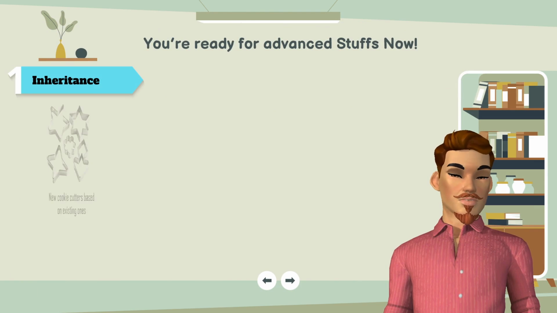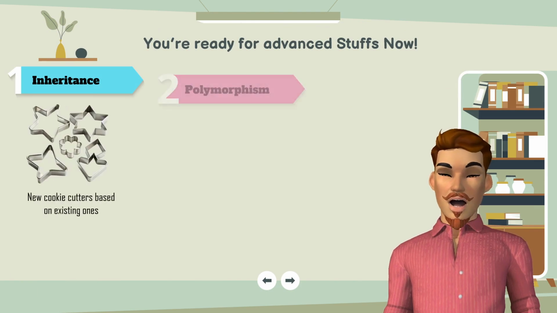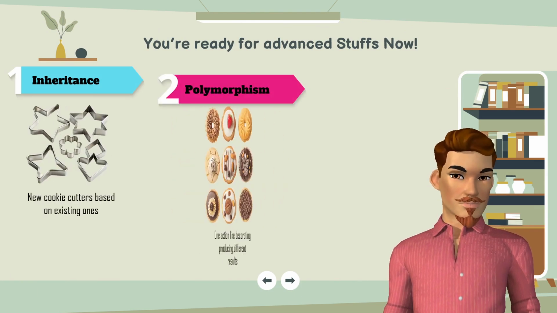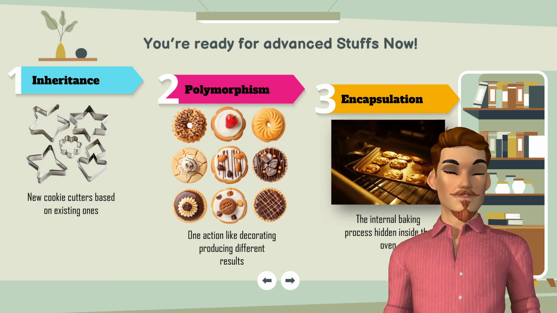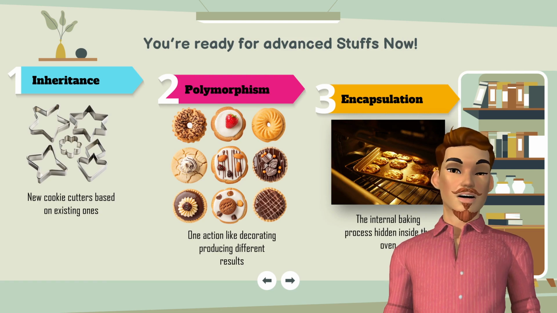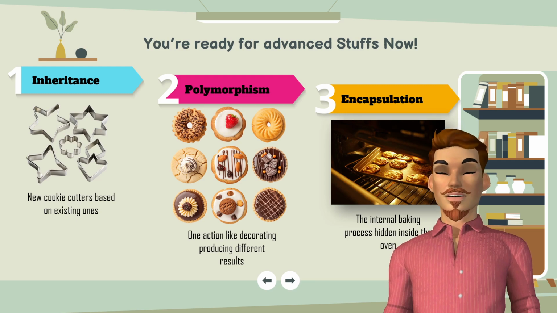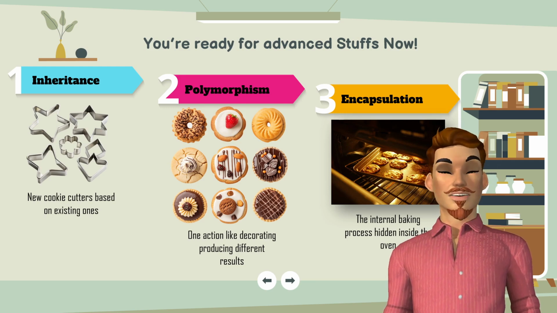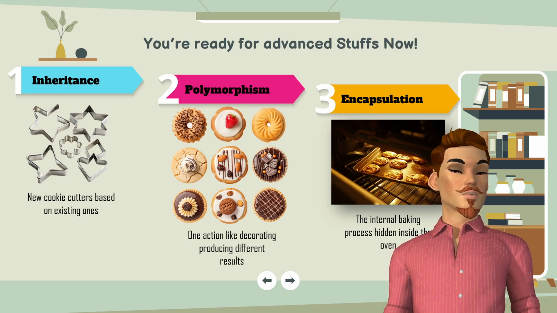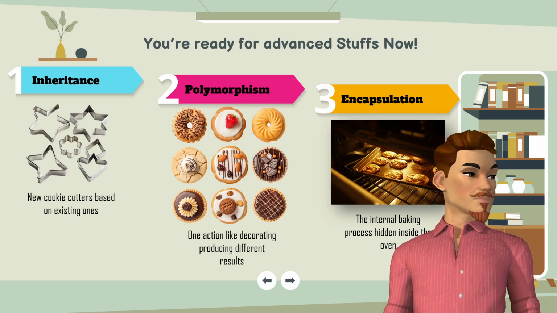First things first, we've got inheritance, whereby new cookie cutters are based on existing ones. Secondly, you have polymorphism, whereby one action, like decorating, produces different results. And when we're speaking about encapsulation, it's about the internal process hidden inside the oven. Now that you've activated your prior knowledge using a familiar scenario, let's move to the actual Python demo.